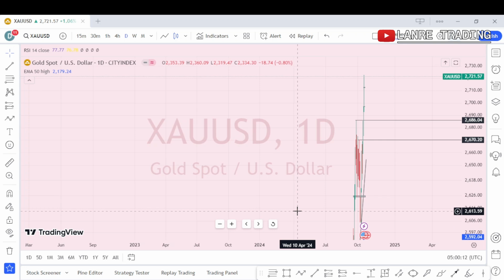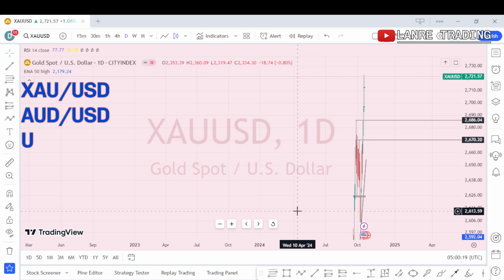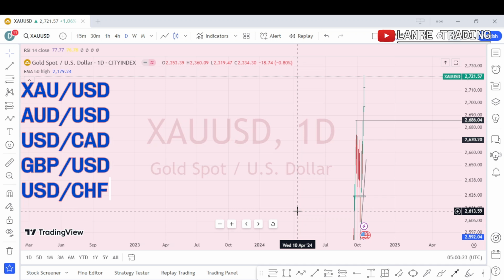This week, I'll be analyzing 5 different pairs, which are Gold Spot USD, AUD USD, USD CAD, Great Britain USD, USD CHF. These are 5 solid pairs that I'll be analyzing for you guys this week.